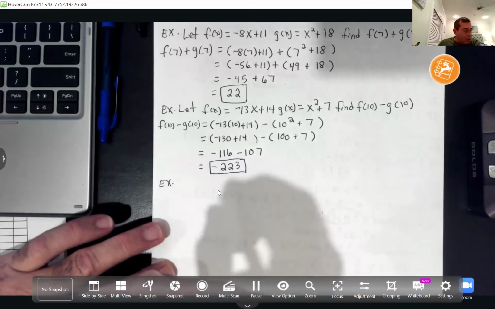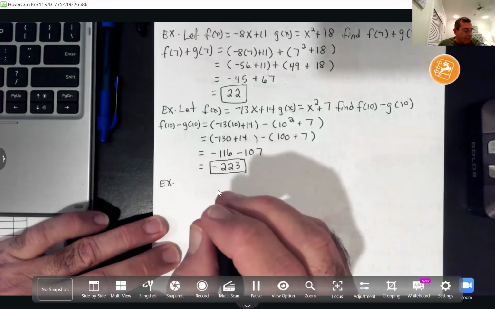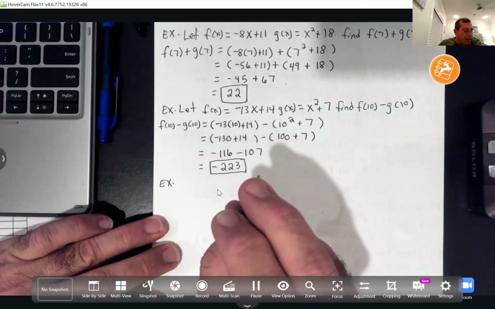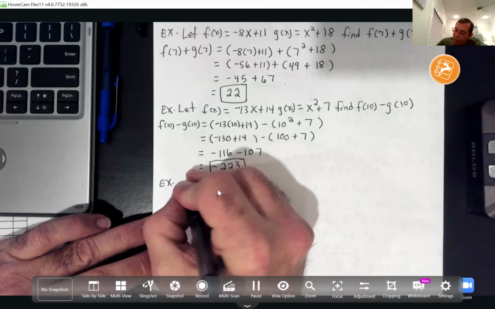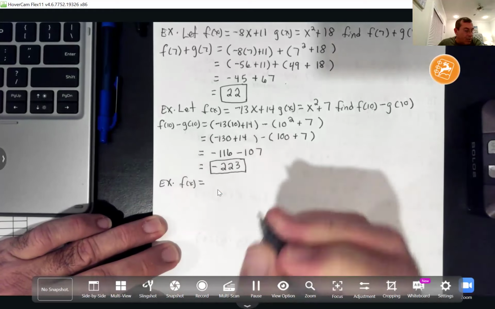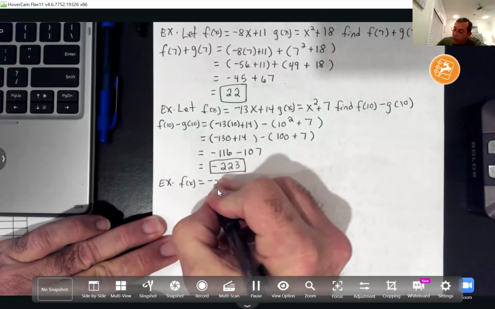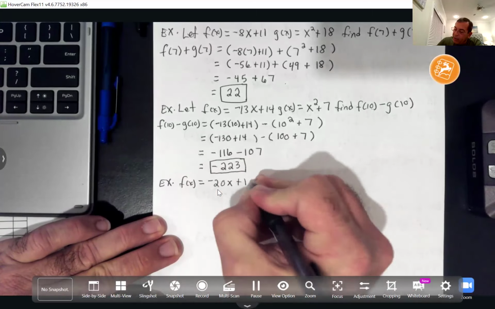All right, y'all. So let me do one like this one. How about, what's this one look like? Multiplying. So f of x equals negative 20x plus 18.